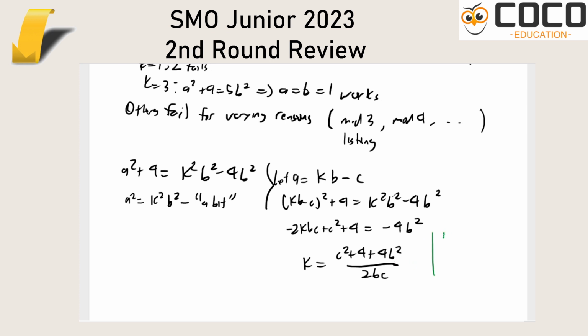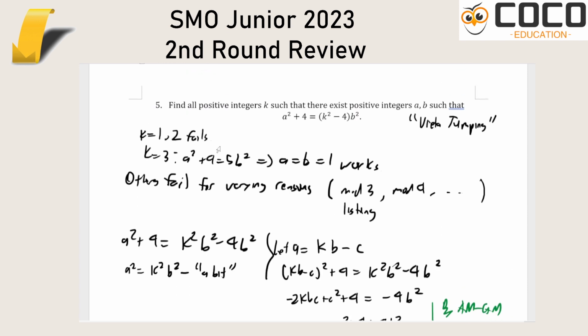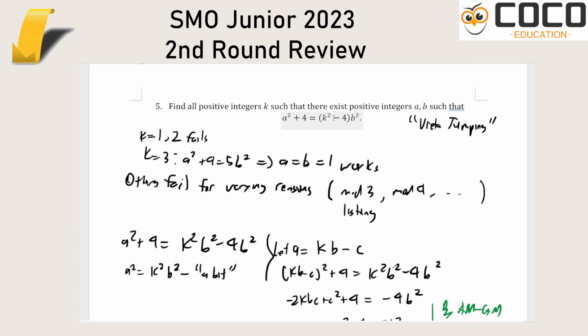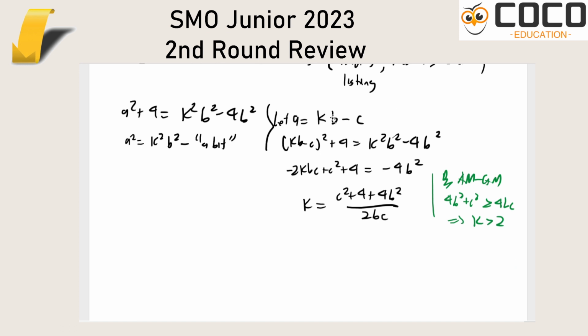Now we know that by AM-GM, actually 4b squared plus c squared would be greater than or equal to 4bc, so k would be more than 2. But 1 and 2 is not really news to me. I already knew that 1 and 2 are not going to work based on this equation, so that's not really helping that much.